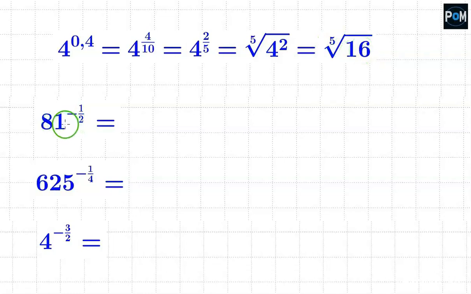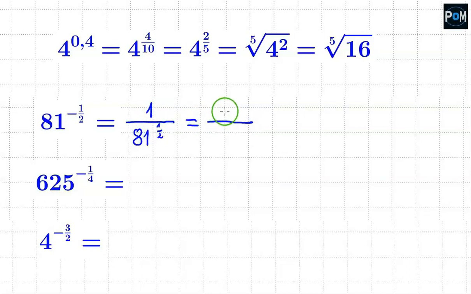The next example is 81 to the power of negative 1/2. The minus sign complicates things a bit. We need to start with this minus sign. The minus says that we need to draw a fraction line here. Put a 1 in the numerator, and in the denominator, it's what is here, but without the minus. So it's going to be 81 to the power of 1/2.